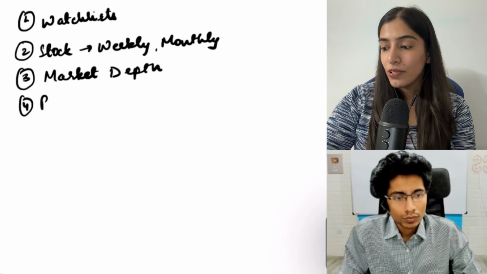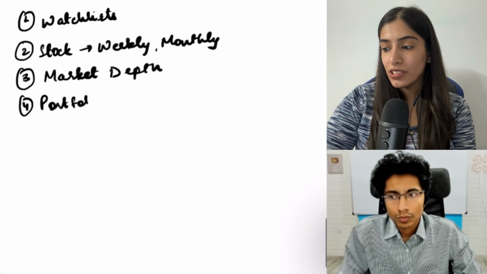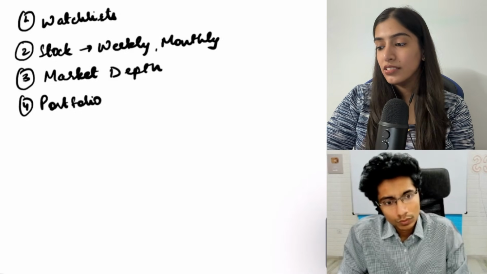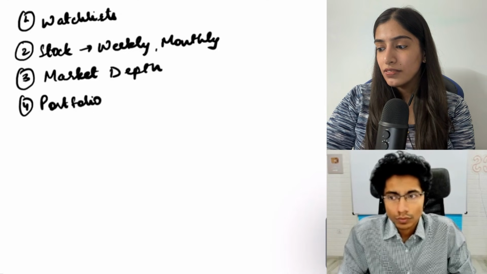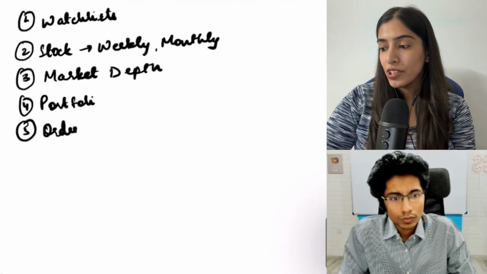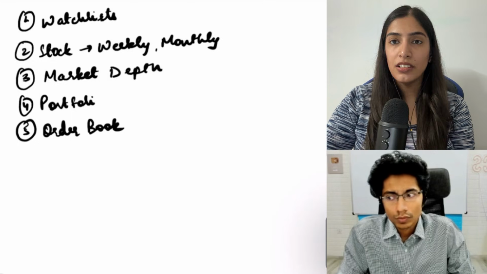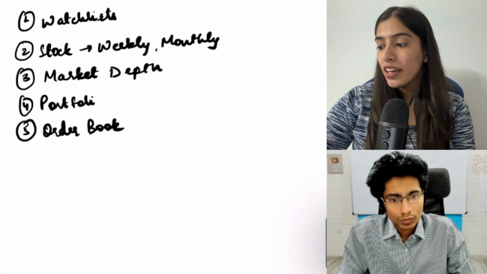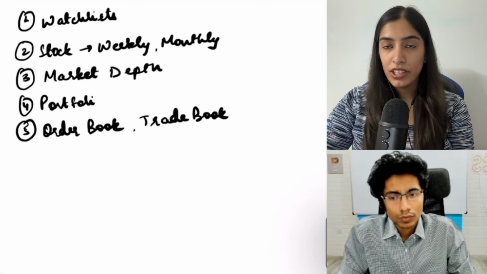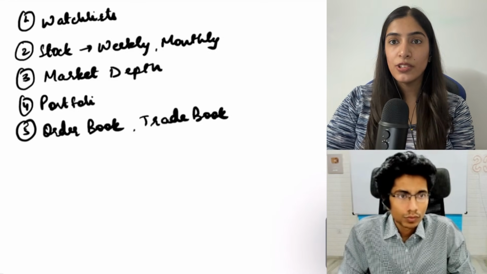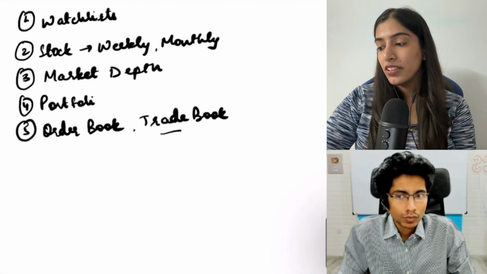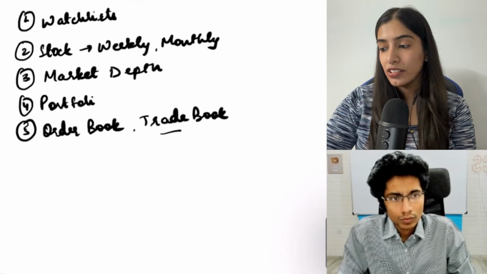Then quickly also mentioning the portfolio, because this is actually your holdings. So how many stocks you have already bought, the details of that. I think these are the main things that we are going to talk about. One more thing is there is something called order book, where you can see all your orders that you have previously placed, and also trade book. There's a slight difference between trade book and order book. One order can consist of various transactions, and you can see the transaction level in the trade book, whereas you can see the order level in the order book.